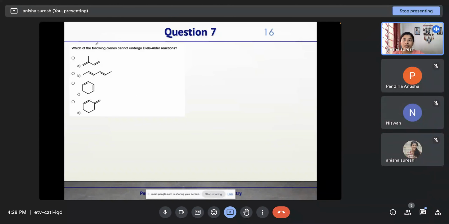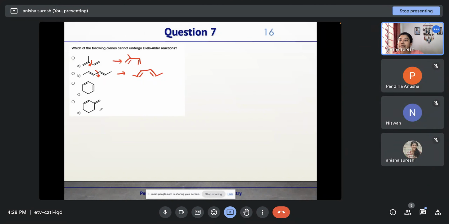We can see here in option A, the single bond can rotate, and we will get a transoid conformation like this. And in option B, this single bond can rotate and we will get a diene like this. And this is already in cissoid conformation.